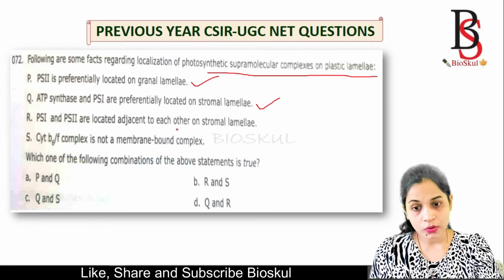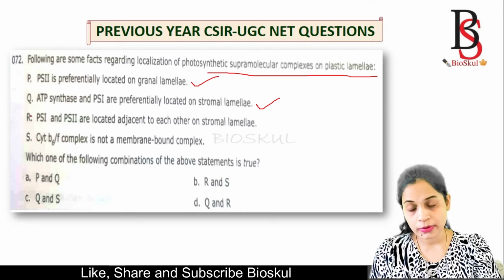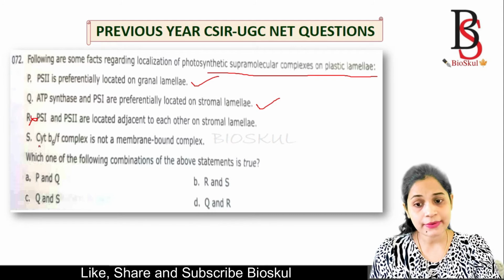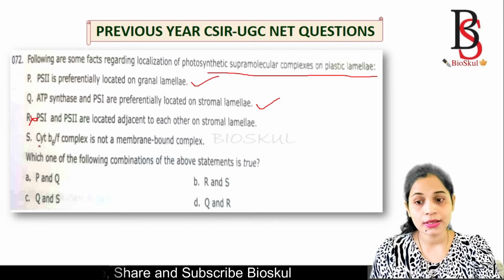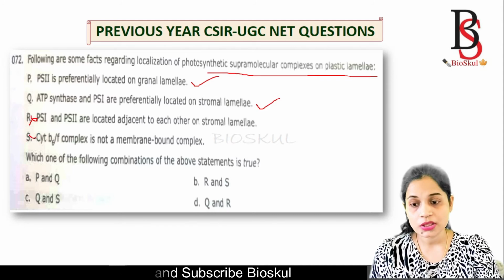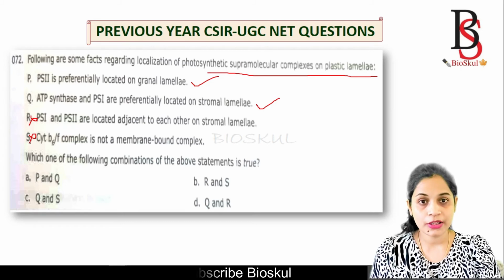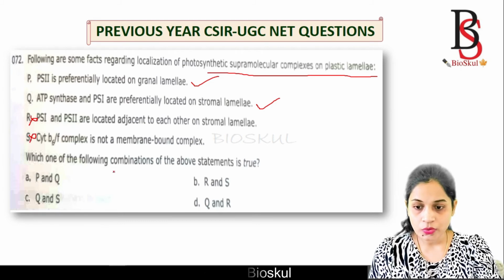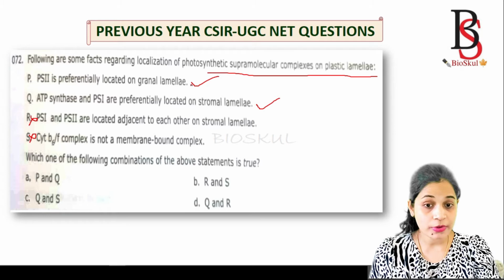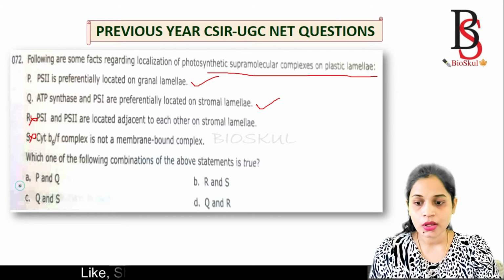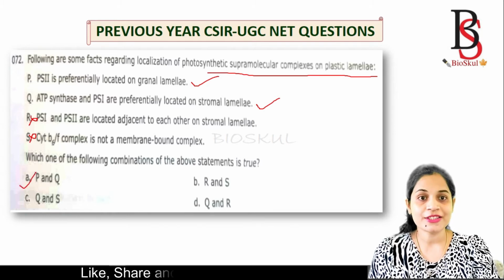Photosystem 1 and 2 are located adjacent to each other on stroma lamella. It's wrong. Cytochrome B6F complex is not a membrane bound complex. It is a membrane bound complex. So this option is also incorrect. So the correct combination, which one of the following combinations of the above statements is true? That is P and Q. That is option A, the correct answer.